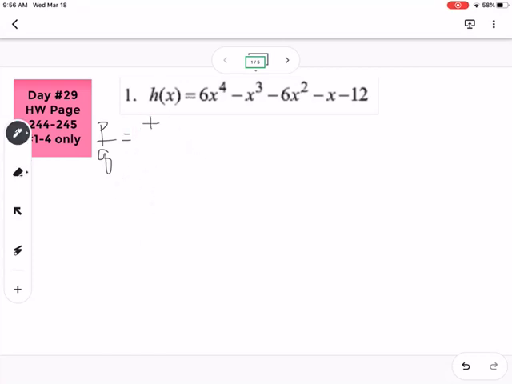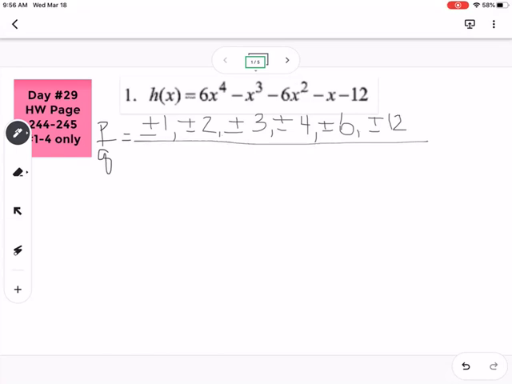Plus or minus 1, plus or minus 2, plus or minus 3, plus or minus 4, plus or minus 6, plus or minus 12, over our factors of 6: plus or minus 1, plus or minus 2, plus or minus 3, plus or minus 6. Honestly, I think at this point you should be able to simplify. I'm not going to go through every single possible rational root, but you can go through yourself if it makes you feel better.